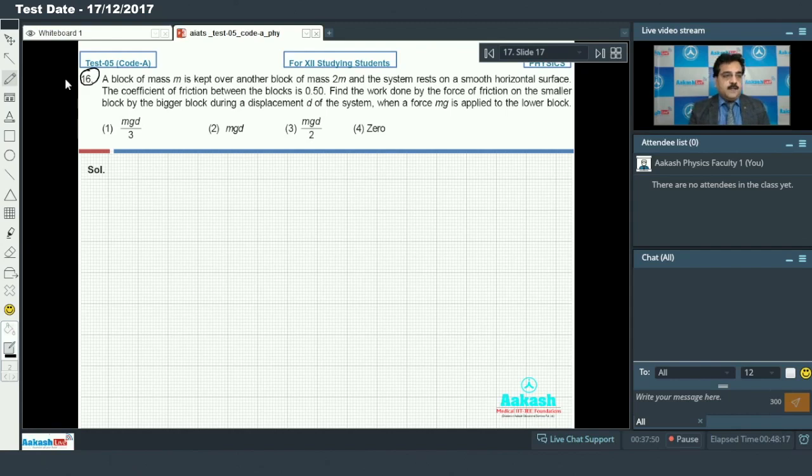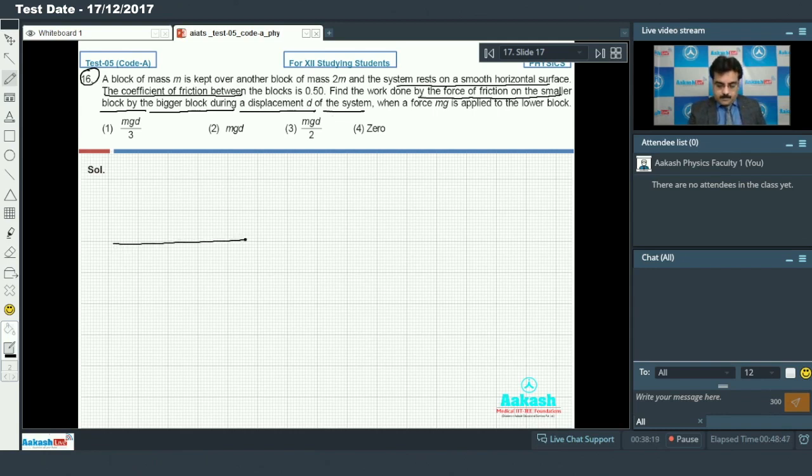In question number 16, a block of mass m is kept over another block of mass 2m and the system rests on a smooth horizontal surface. The coefficient of friction between the blocks is 0.50. Find the work done by the force of friction on the smaller block by the bigger block during a displacement d of the system when a force mg is applied to the lower block.